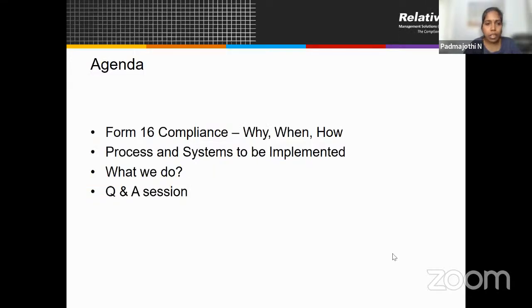First, we are going to see the Form 16 compliance: why we have to issue Form 16, and when and how it has to be done. We will see that in detail. After that, we are going to speak about the process and systems that have to be implemented, which will ensure that the Form 16 issued is correct. Everyone knows systems will drive things to be done accurately, so we are going to concentrate more on the process and systems. Next, we will tell about what we are doing on this aspect, how we are helping our clients, and what kind of support we can provide to everyone. Finally, we have a Q&A session.